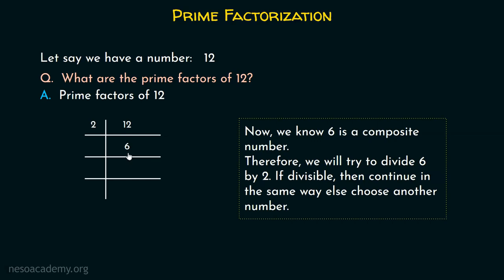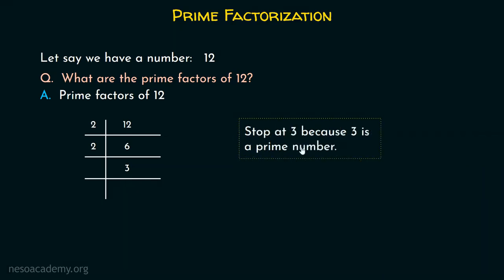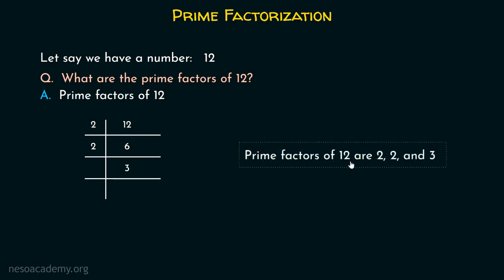6 is actually divisible by 2, right? Let's put 2 over here. And we know that 2 threes are 6. Therefore, we can place 3 over here, right? Now you can stop at 3 because 3 is a prime number. So eventually we can write 12 as 2 into 2 into 3. 3 twos are 6 and 6 twos are 12, right? These are all prime numbers and we can say that these are the prime factors of 12. Isn't that so? So prime factors of 12 are 2, 2 and 3.